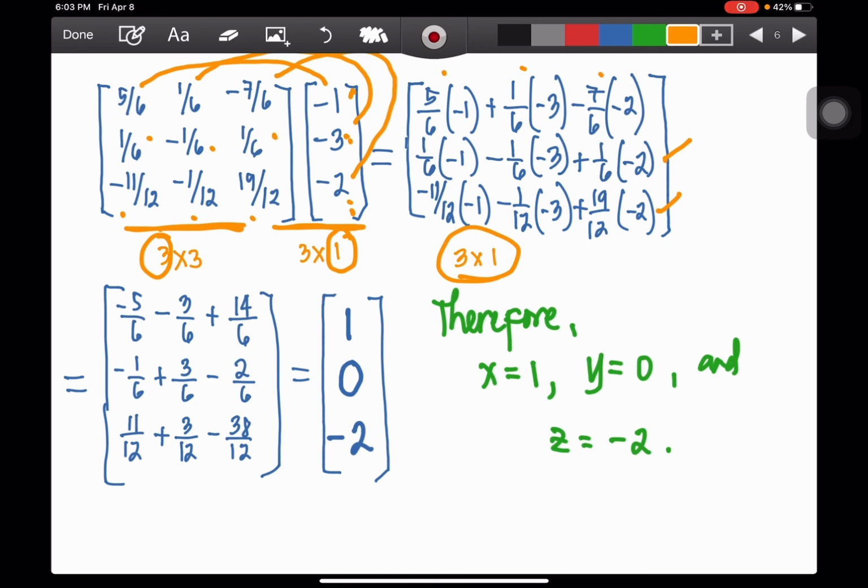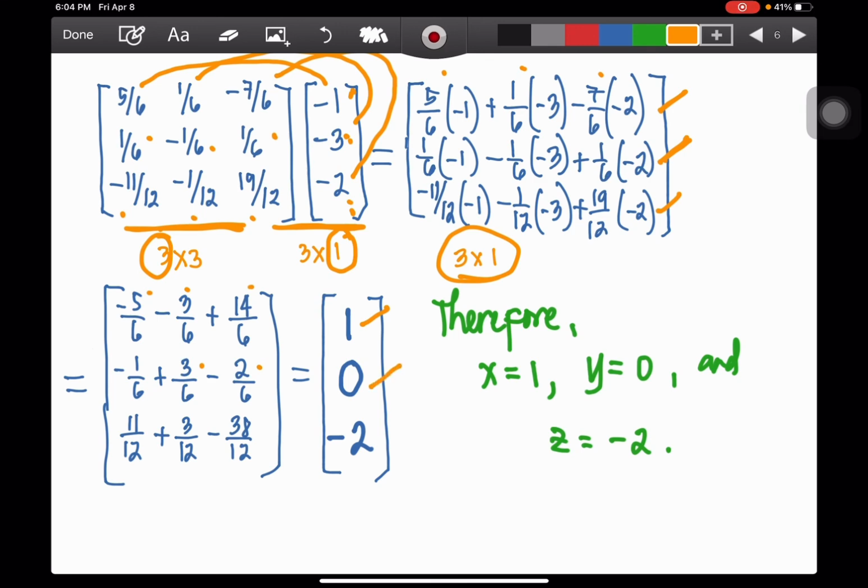So let's simplify this. So this will be negative 5 over 6 minus 3 over 6 plus 14 over 6. I did not simplify it yet because I would like to see to it that they have the same denominators so that it would be easier to add. So we have negative 5 minus 3, negative 8 plus 14 is 6 divided by 6. We have 1. Then, also, in the second row, negative 1 plus 3, 2 minus 2 is 0. So you have 0 divided by 6 is 0.